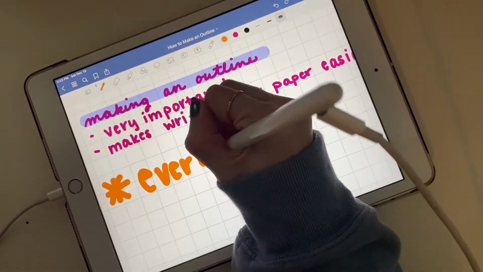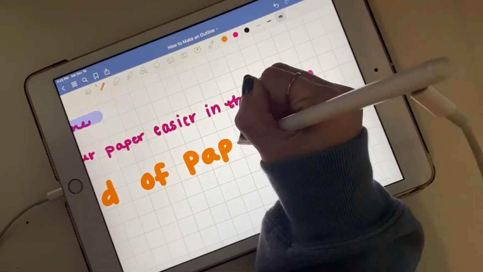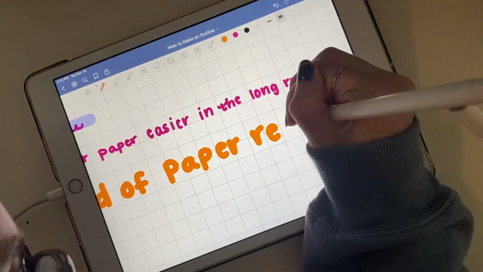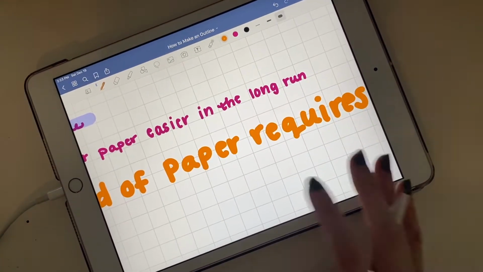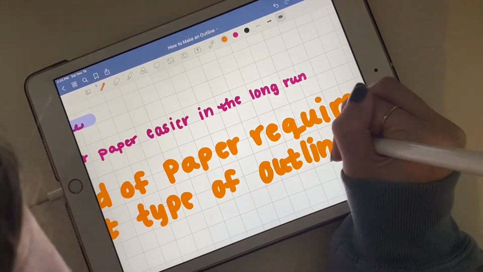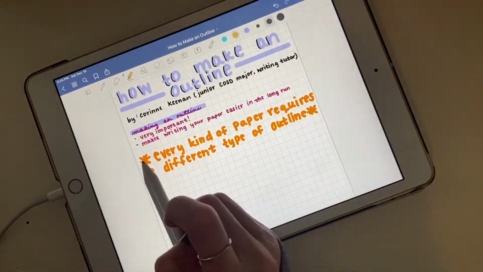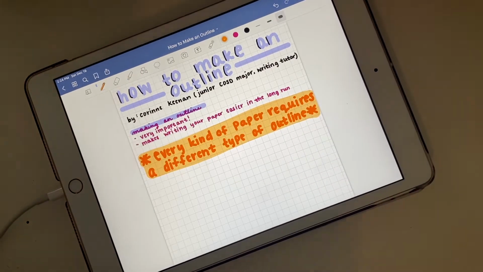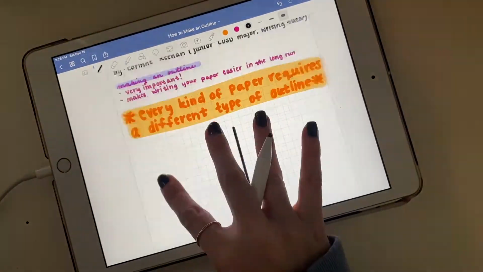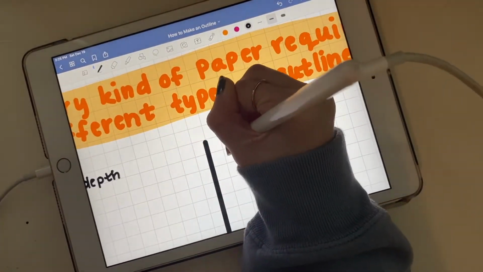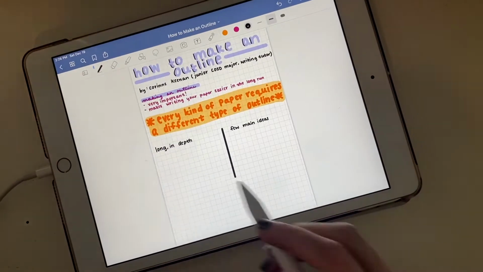It's important to note that every kind of paper requires a different type of outline. Sometimes you need a super long, in-depth outline, and other times you need just a few main ideas to get the ball rolling.